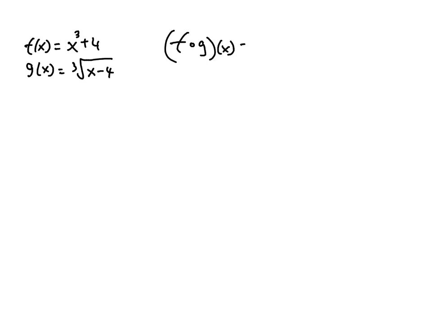Alright, part B. F of x is x cubed plus 4. G of x is cube root of x minus 4. So let's go ahead and do some composition. So f circle g first. F of g of x. Plug in g of x. This is f of cube root of x minus 4.